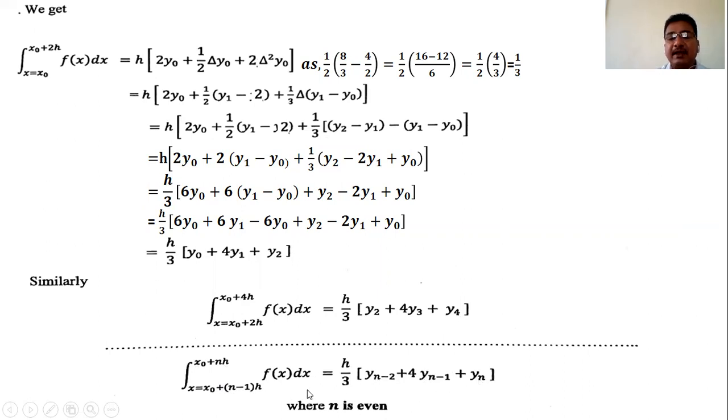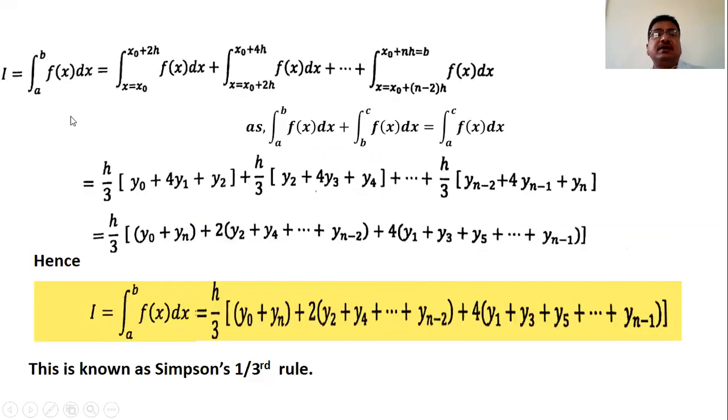So adding all these equations, I is equal to the integration from a to b, where a means x naught and b means x naught plus nh, of f(x) dx. So this integration is divided into these sub integrations. By using this rule: integration a to b of f(x) dx plus b to c of f(x) dx is a to c. Like that, if the integration is a to b, b to c plus c to d, then it is a to d.